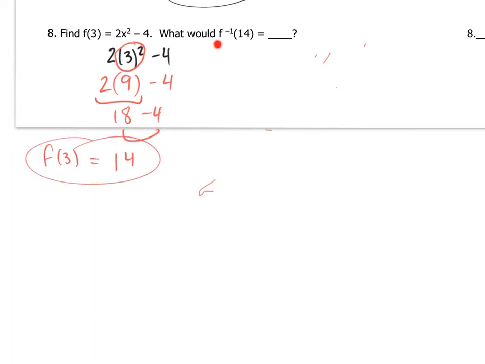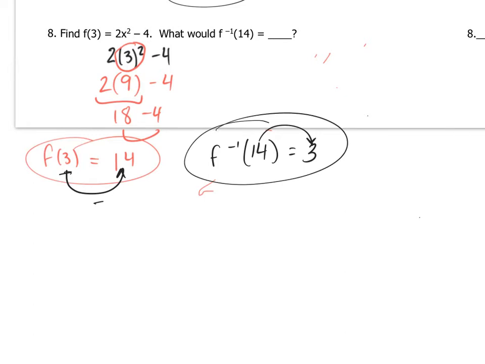And then it asks, okay, well, what would the inverse of 14 be? So it's a question just like number 7. If I plugged in 3, I got 14. So if you plug in 14, what would you get? Well, that would just be 3. It's just going back and forth. So if I plug in 14 into the inverse, that means I should get 3 because 3 gave me 14 in the function, so 14 should give me 3 in the inverse. They're partners like that. Technically, these are both answers to number 8 because it technically asked you 2 different questions there, so be careful.